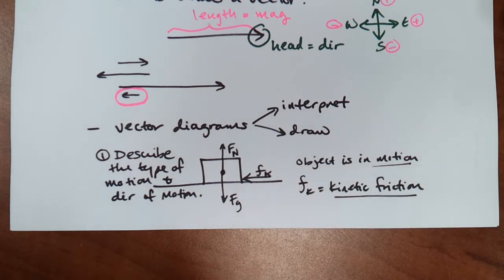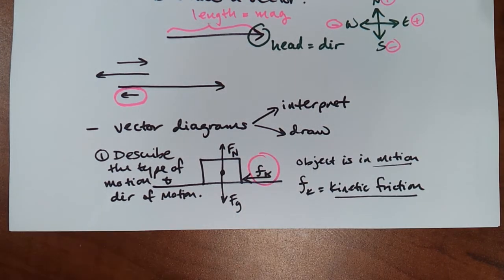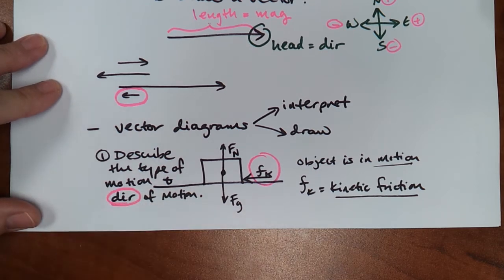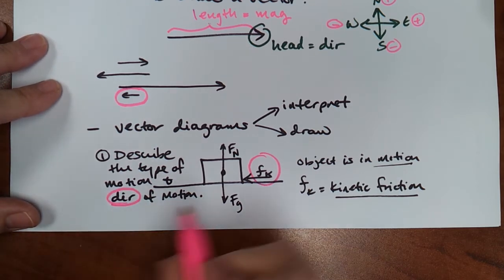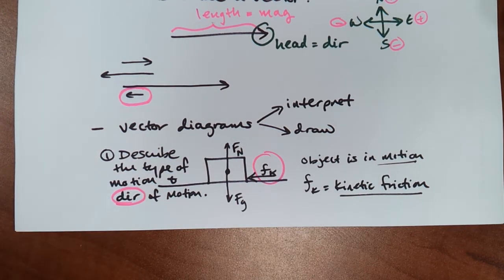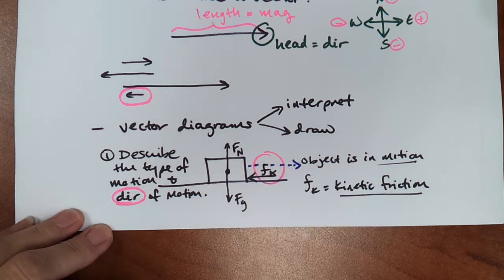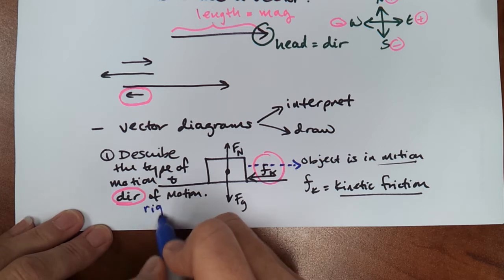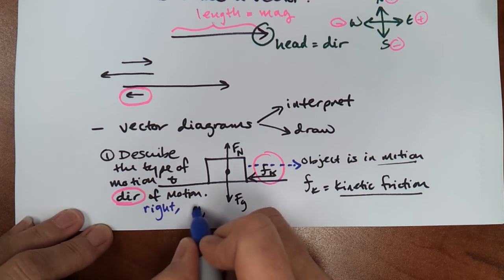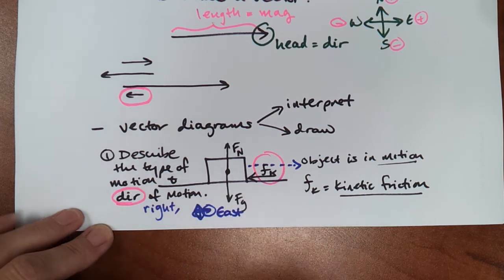So you know by now that friction always opposes motion. It always works against how the object is moving. So I know the direction of the motion has to be against friction. So I know if I were to draw the motion of this particular object, I know that the object is moving in this direction. I know that the direction is, I can say right, because I don't have a compass drawn, but if I had a compass drawn and I said this is east, I could label it as east, right?